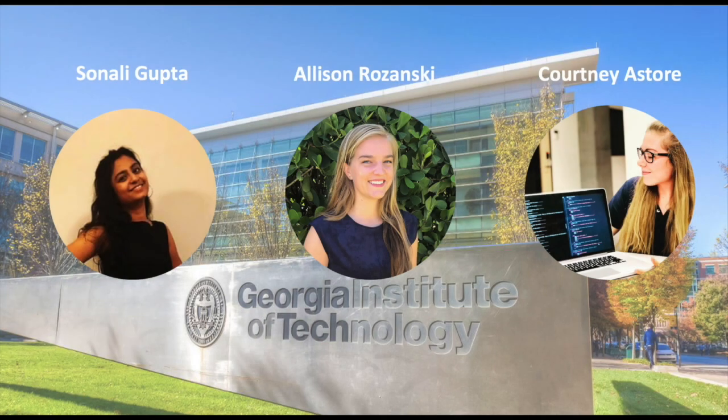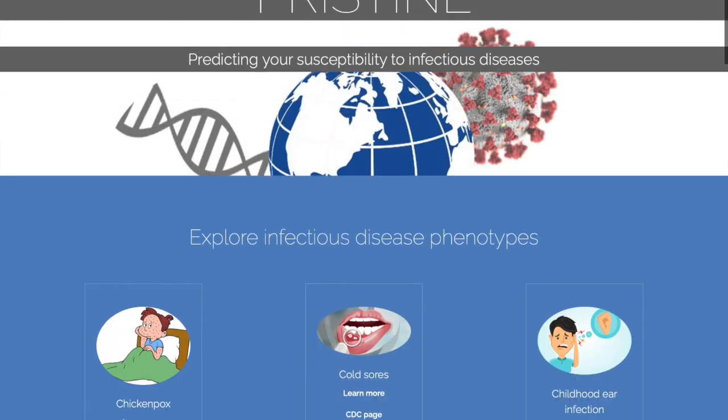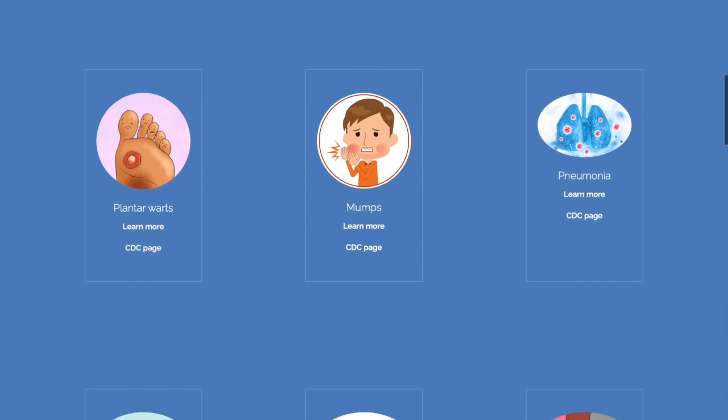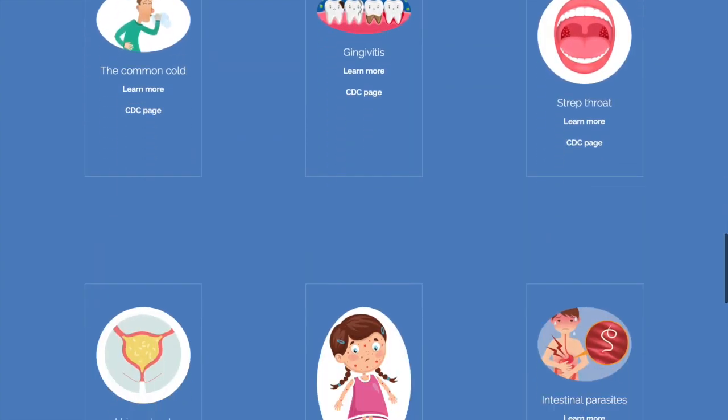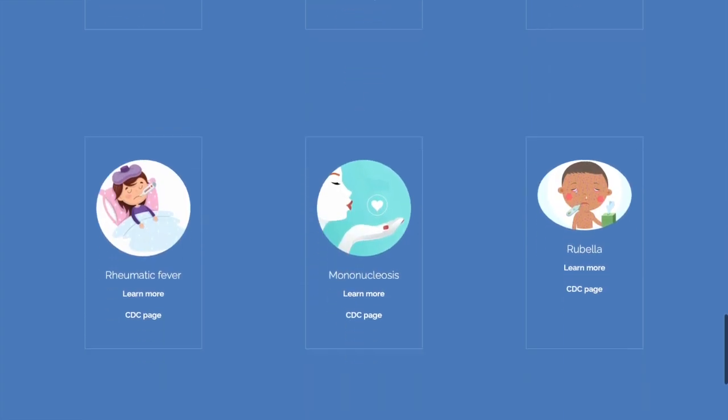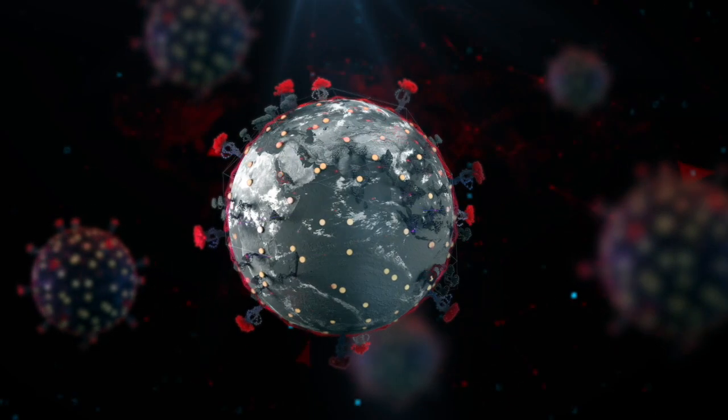We are Sonali Gupta, Allison Rosinski, and Courtney Astor, bioinformaticians at the Georgia Institute of Technology who are passionate about helping others understand their DNA. Our goal is to provide curious users the opportunity to develop a susceptibility profile based on one's genotype data for over 20 infectious diseases, including COVID-19.